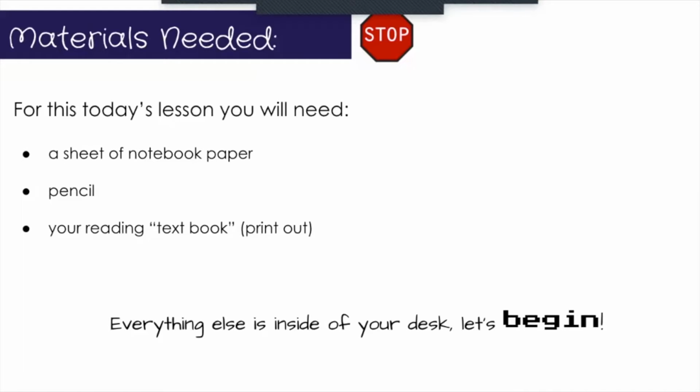The materials you'll need for today include a sheet of notebook paper, your pencil, and your reading textbook, the printout copies that we gave you last week. Everything else will be inside of your desk. When you're ready, let's begin.